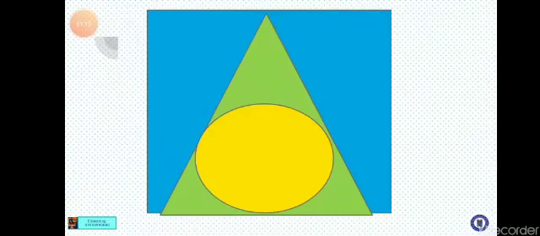You can see the pattern before us. This pattern has been made using different shapes and beautiful colors. You can see the square shape colored blue, triangle colored green, circle colored yellow. This pattern can be used in making different designs.